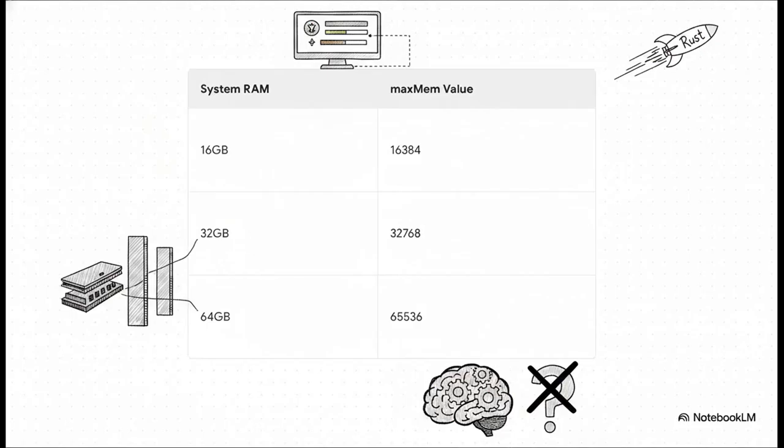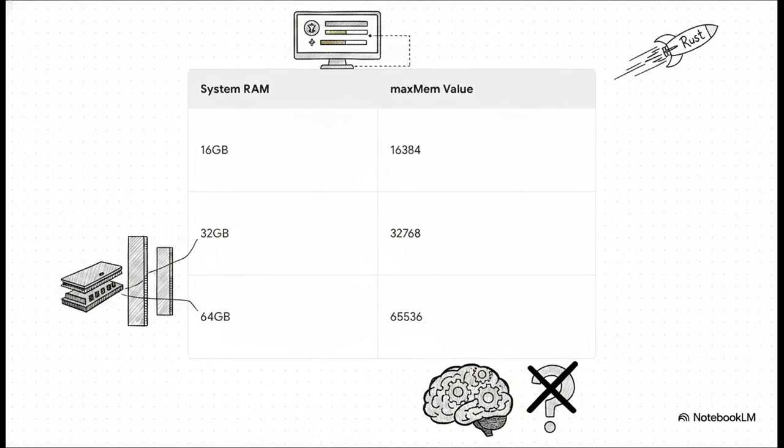Moving right along to Section 2, System Memory Math. You know, what's kind of wild here is just how simple the math actually is for determining your maxMem value. Yet, it's incredibly vital for system stability. To tell the game the absolute maximum amount of RAM it can legally address, you just match your total system RAM to these specific values. Please, do not guess this number.